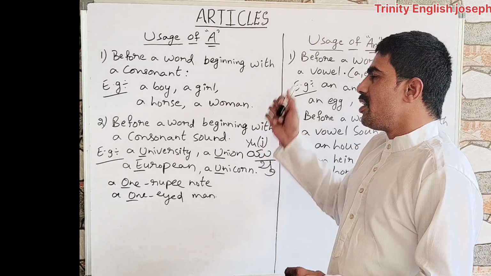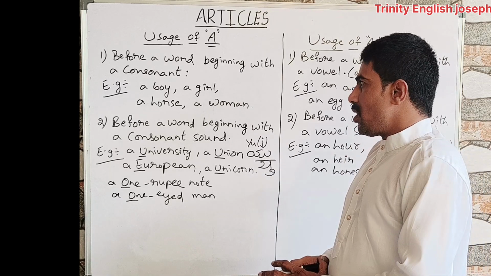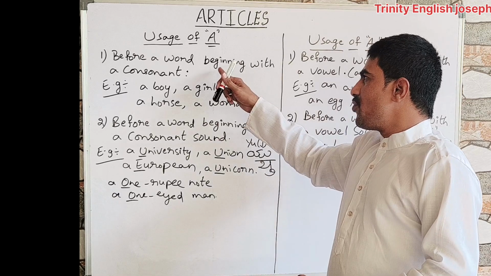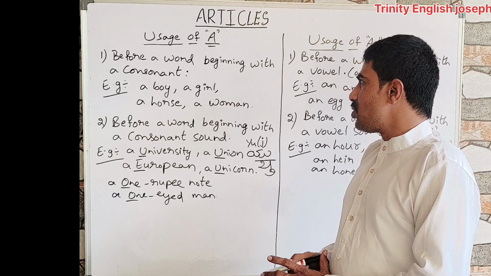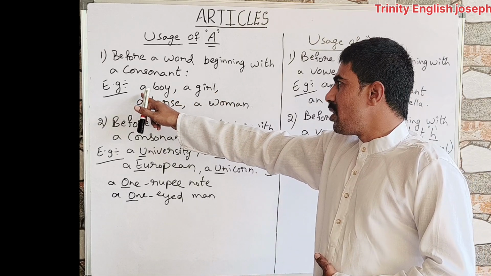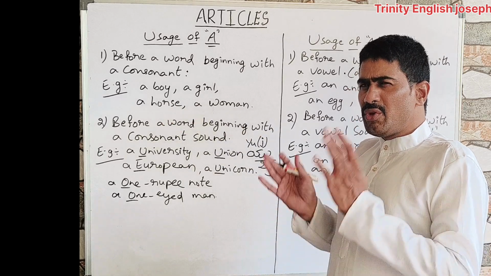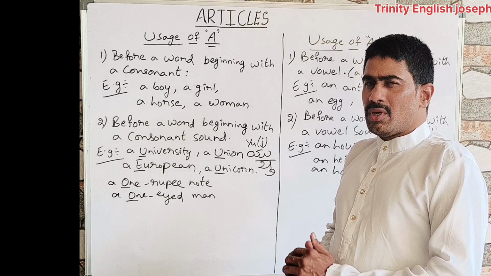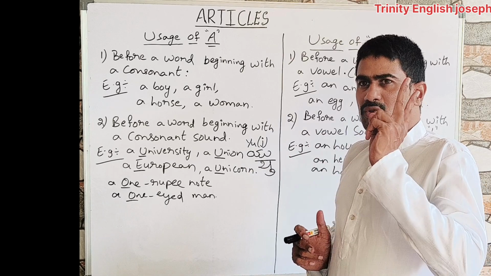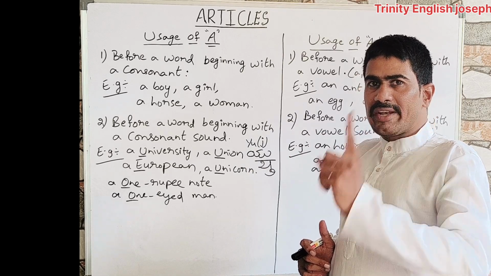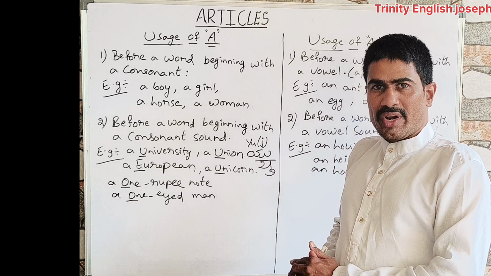There are basically two important uses of a. The first one is that a is used before consonants. If you look at the examples: a boy, a girl, a horse, a woman, in this way. When you look at English, you have to remember two important things. In English, we have two different aspects: the letters, which is called the alphabet, and the sounds, which is called phonetics.